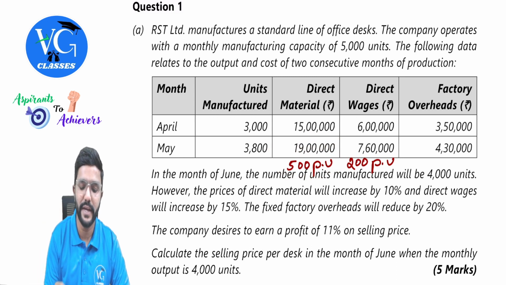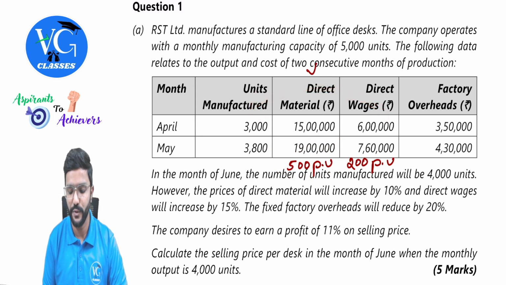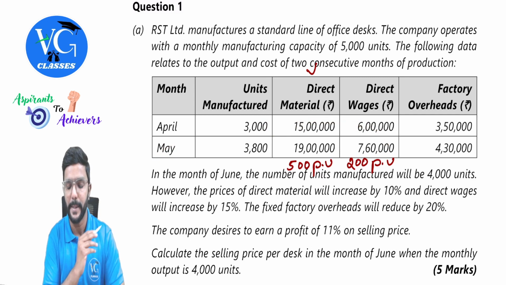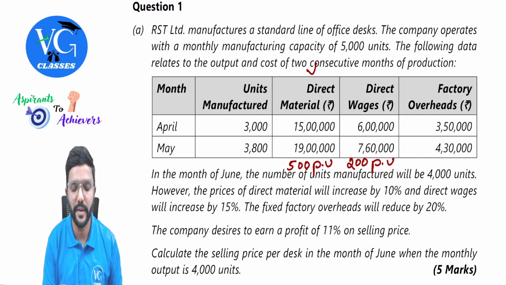So direct material, we can consider it as variable. Coming to wages, direct wages. For April, 6 lakh divided by 3,000, you will get 200 per unit. Same thing you check for May, 7 lakh 60,000 divided by 3,800. You will get the same 200 per unit, guys. So can we consider it as variable cost?